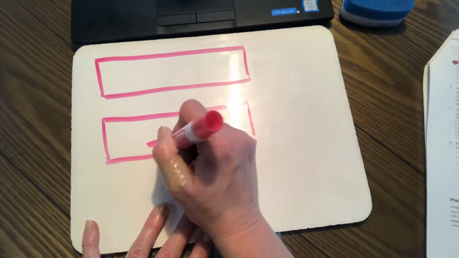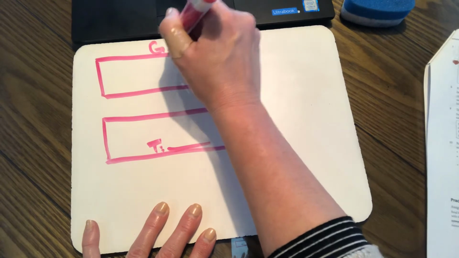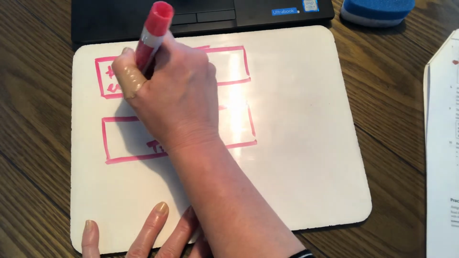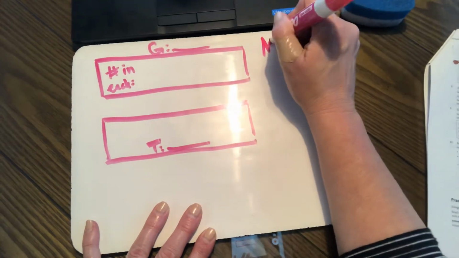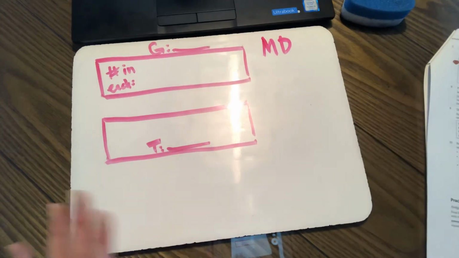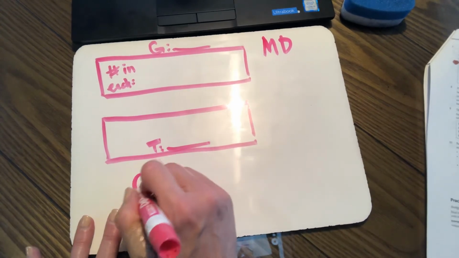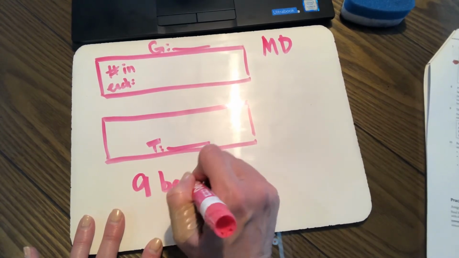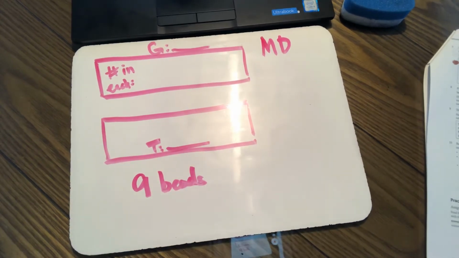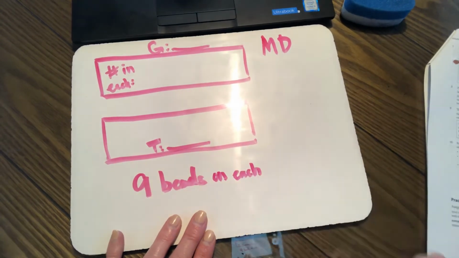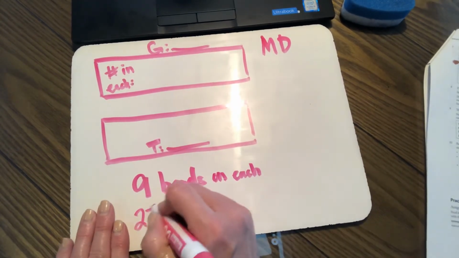I want the total, groups, and number in each. And multiply and divide. Here we go. Esteban, Luke, and Jalen decided to put 9 beads on each of the bracelets that they made. So they made some bracelets, and they put 9 beads on each bracelet. And they used 27 beads.